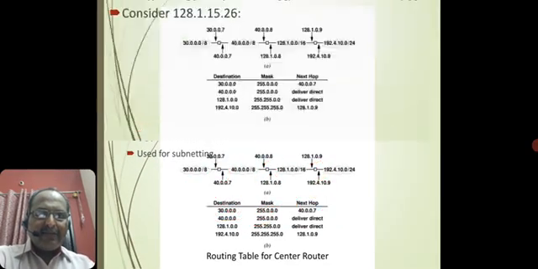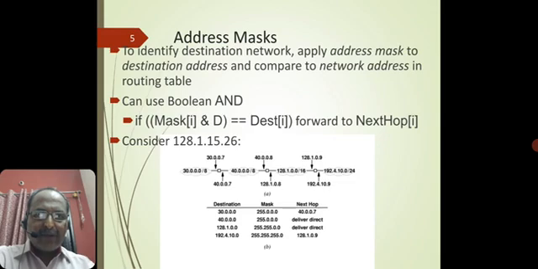Okay. Next important discussion here is the address mask. How do we do an address mask? These addresses will not be visible unless it is a properly authorized person who can view the address mask. To identify the destination network, apply the address mask to a destination address and compare it to the network addresses in a routing table. So it can use a Boolean AND operation.